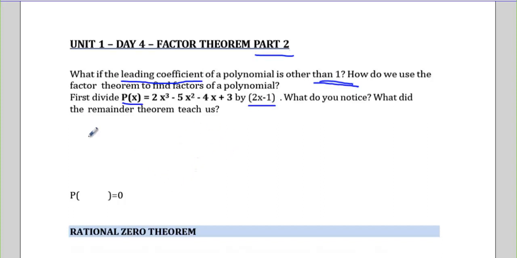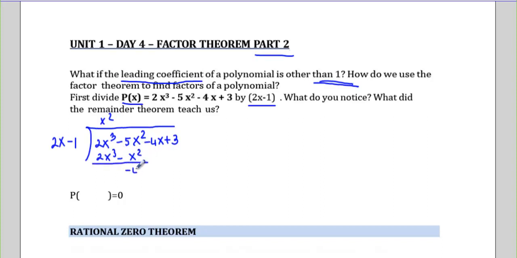In our case, we have a polynomial p of x divided by the polynomial 2x minus 1. Let's first start by doing the long division exercise and find the quotient of this particular polynomial. So 2x cubed minus 5x squared minus 4x plus 3 divided by 2x minus 1. How many times does 2x go into 2x cubed? x squared times, multiplication step followed by subtraction step. Please remember to lower all the remaining terms from the original polynomial.